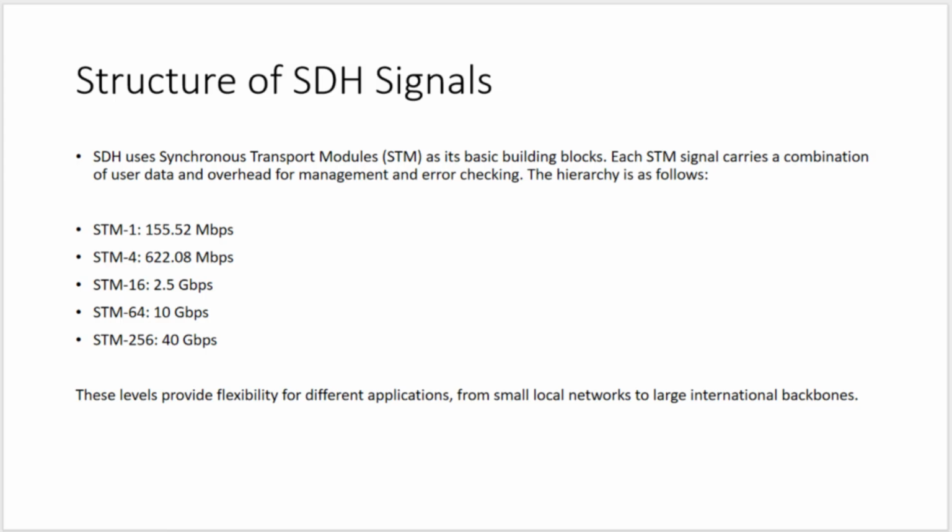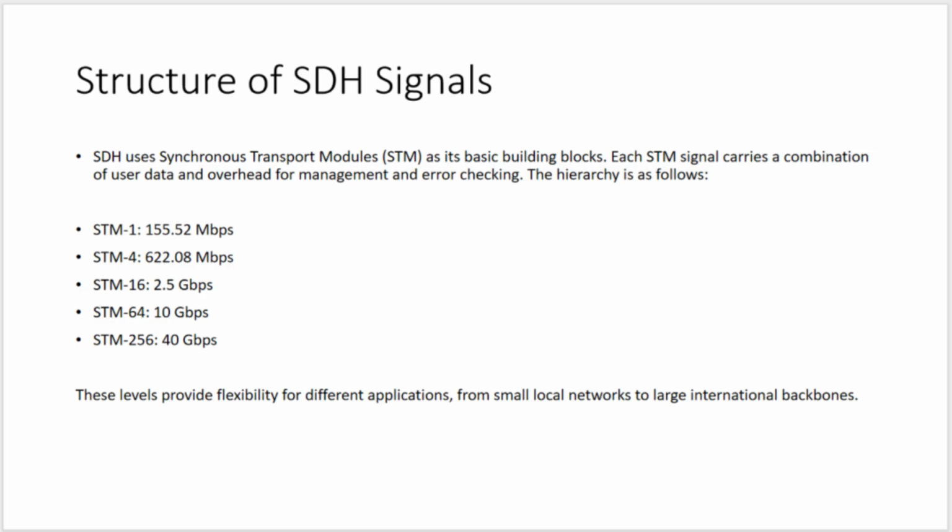So next, we talk about the structure of SDH. SDH uses the Synchronous Transport Module, or we can call it STM, as its basic building block. Each STM signal carries a combination of user data and overhead for management and error checking. So the hierarchy is as below.